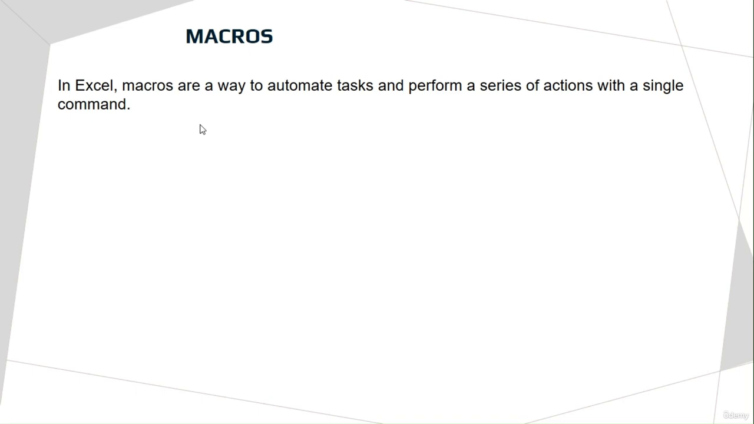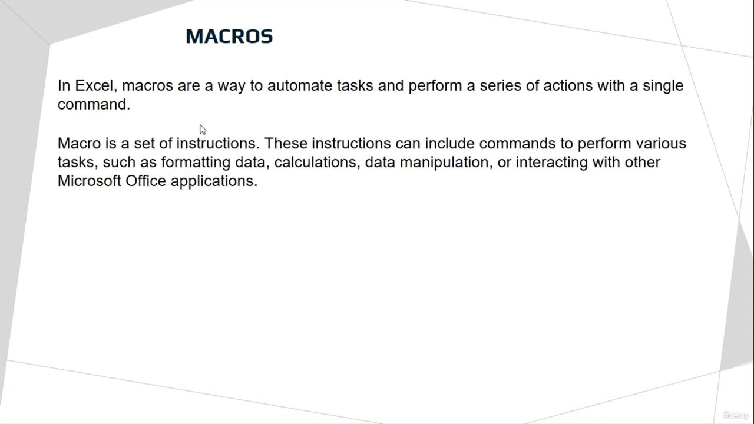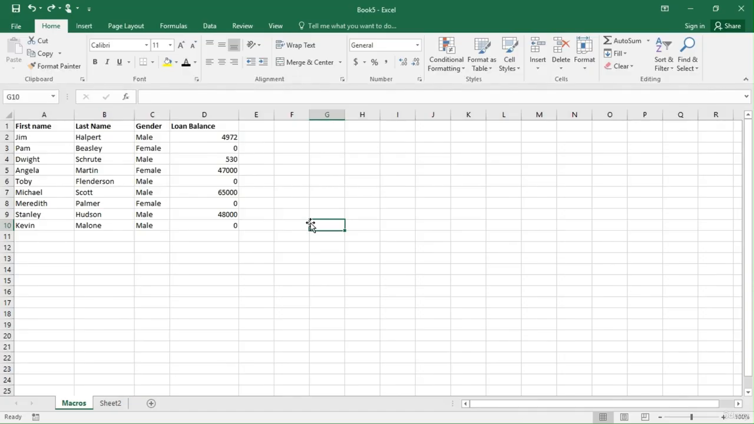For this lesson, we'll be looking at an advanced function called macro. In Excel, macro is a way to automate tasks and perform a series of actions with a single command. A macro is a set of instructions. These instructions can include commands to perform various tasks such as formatting data, calculations, data manipulation, or interacting with other Microsoft applications. Let's take a look at how you can work with macro.